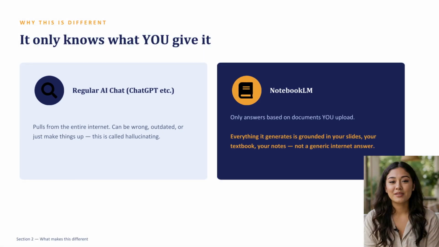Before we get into the features, I want to explain one important distinction, because it's the entire reason this tool is trustworthy for studying. Tools like ChatGPT pull from the entire internet. That's powerful, but it comes with a real risk. They can be wrong, they can be outdated, or they can just flat out make things up. There's actually a technical term for this: hallucinating. The AI sounds completely confident while stating something that isn't true.